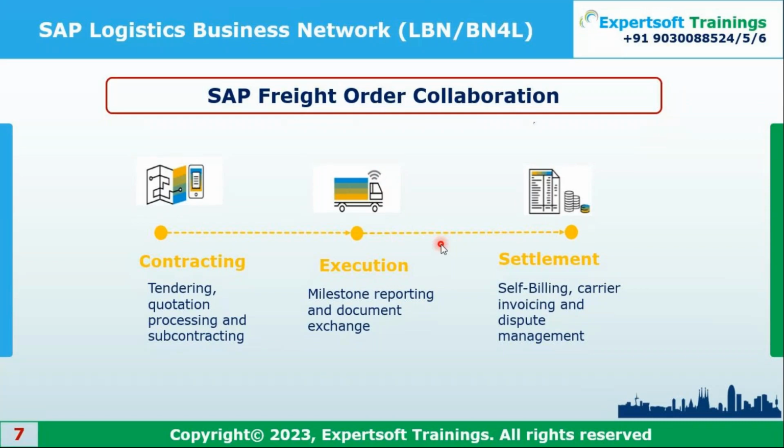So these are the things we normally find: contracting, tendering, quotation processing, and milestone monitoring, which are done from the execution perspective. Then there is settlement, where after execution we make a settlement, where carrier self-billing or carrier invoicing can be done, and also dispute management. If you are aware of the TMS part, we have dispute management in TMS as well, or we can have dispute management active at LBN itself, so that all the dispute-related communication happens directly there. The final result will be sent back to TMS.